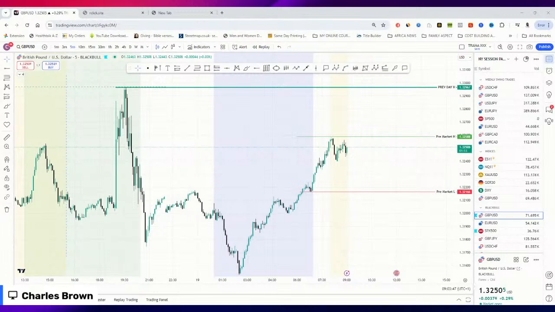Price is still warming up, consolidating, and all of that. It's still consolidating. We're going to check that out.